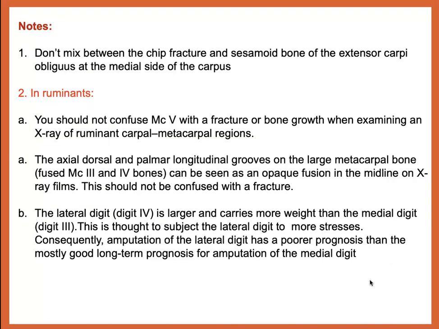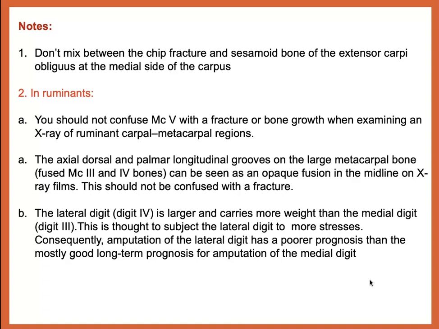Just something interesting to know. If you do the X-ray, don't mix up the fracture and the sesamoid bone, right? Especially the extensor carpi obliquus. In ruminants, as we know, number 5 is a small splint bone. So if you do X-ray, don't mistake it for a small fragment.